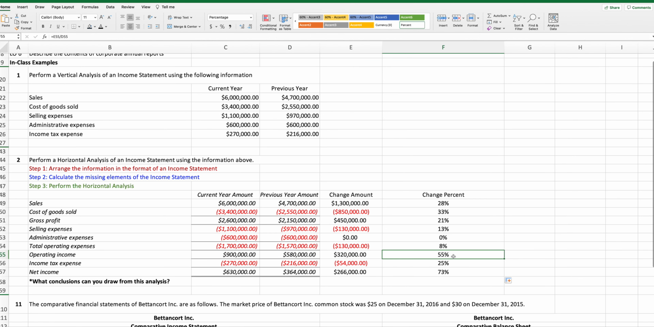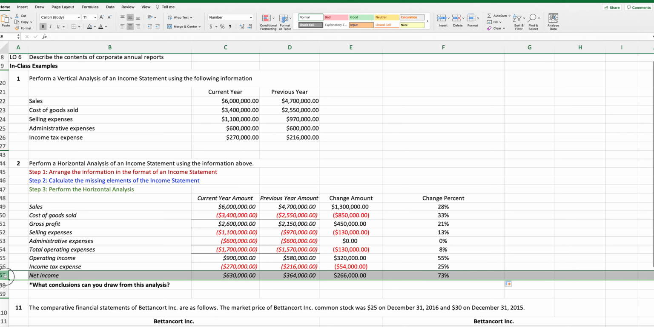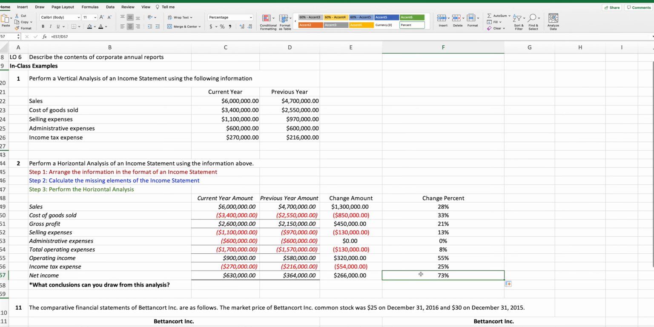So now we want to look at our operating income in relation to our sales. Our sales increased by 28%, but our operating income increased by 55%. And if we come all the way down to net income, we can see that our net income increased by 73%. So even though we originally had some concerns about our cost of goods sold, maybe in the context of the environment and the economy, this change is not as bad as we thought it was, especially as we see our net income increasing by 73%.